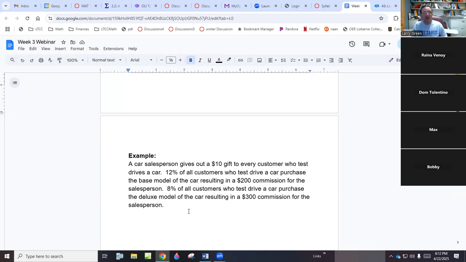the person test drives the car and the salesperson gets a $200 commission. And note, by the way, if you're interested in profit, then it would be $190, not 200. Why is it 190? Any ideas? Instead of 200 for profit?